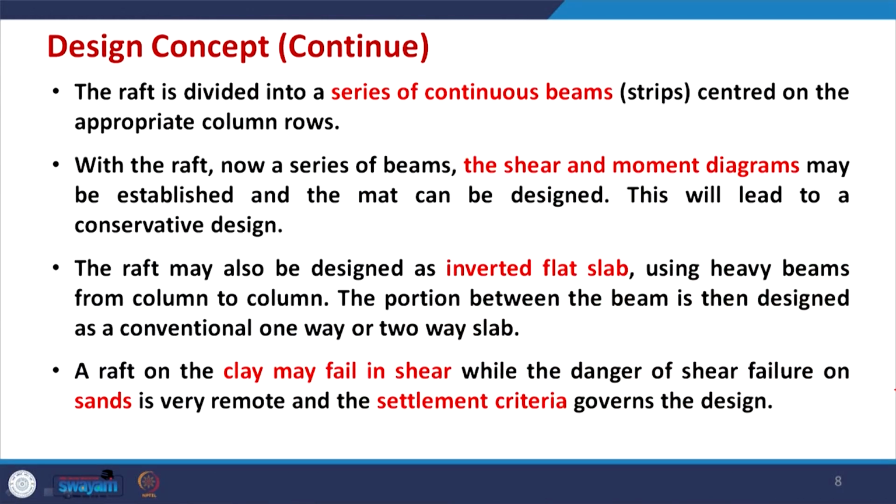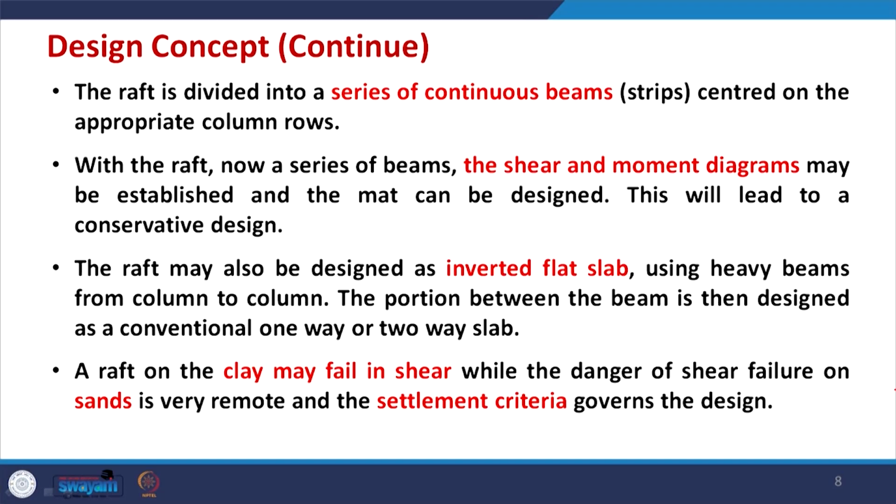The raft may also be designed in some cases as an inverted flat slab using heavy beams from column to column. In case of inverted flat slabs, what you do? The load of the slab, rather than being transferred to the columns, is transferred through inverted columns and then finally through the walls and other things. In the same way, the raft can also be designed. The portion between the beams is then designed as a conventional one way or two way slab.